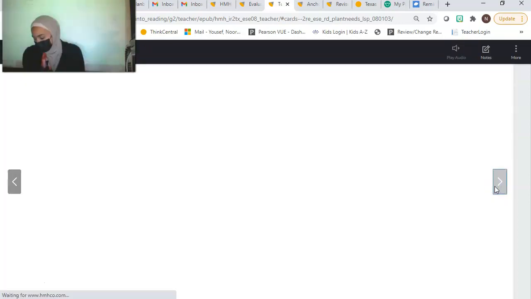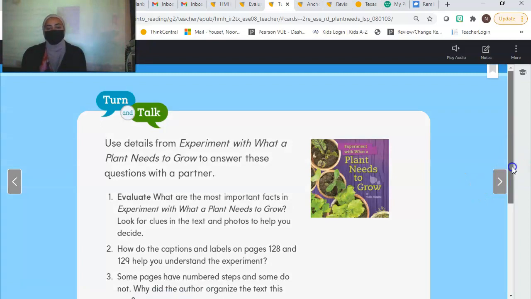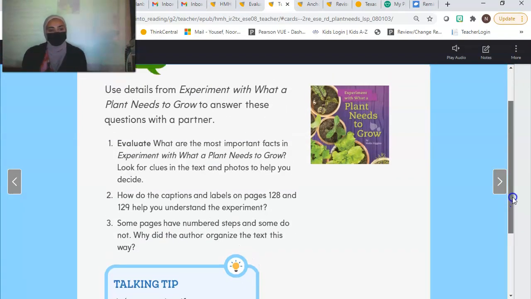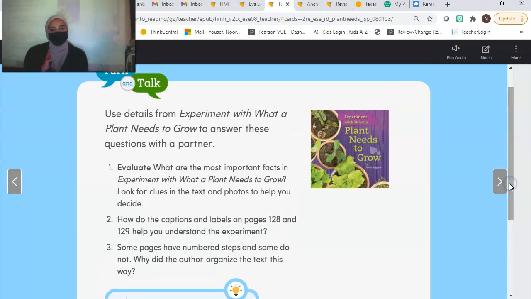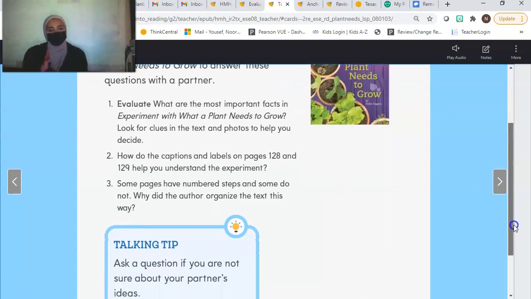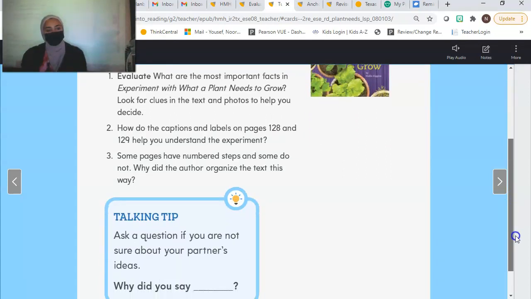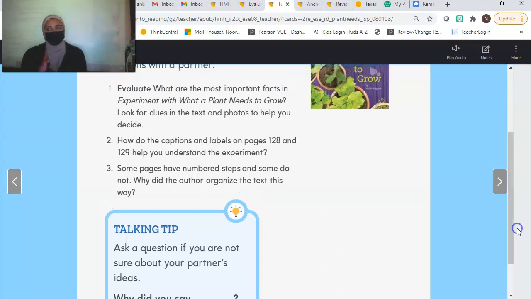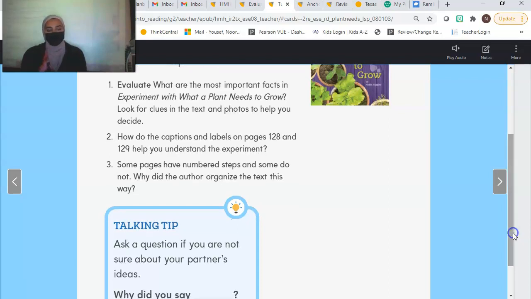Let's look at the next page, 135. In your reading notebooks, you are going to answer these 3 questions. Use details from experiment with what a plant needs to grow to answer the questions. So you're going to answer these questions on your own. You can use your book to help you. Question number 1, you're doing this in your reading notebook. Are you doing this in your writing notebook? No. Are we doing this in our word work notebook? No. Are we doing this in our math notebook? No. You're doing this in your reading notebook.